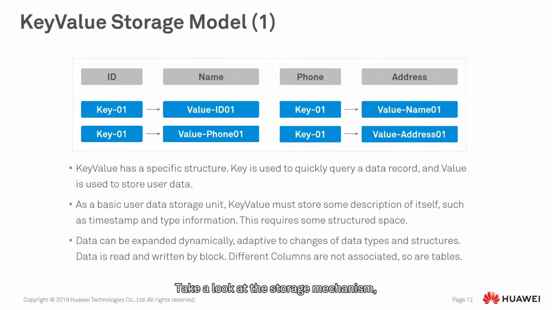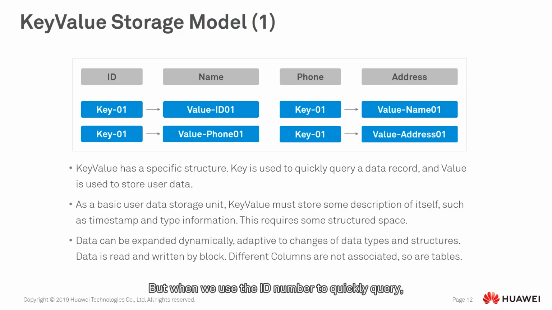Take a look at the storage mechanism, how data is actually stored in HBase. The data model in HBase is key value, which means data is stored in the form of key value pairs. Key is used to quickly query a data record, and value is used to store user data. But each key corresponds to many values. Like in Huawei, everyone has an ID number. We can take this as a key, which can correspond to name, age, phone, address, and much other information.